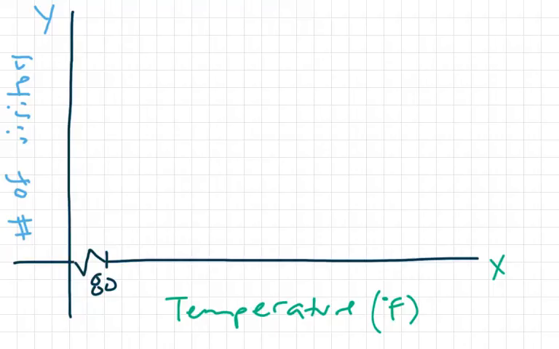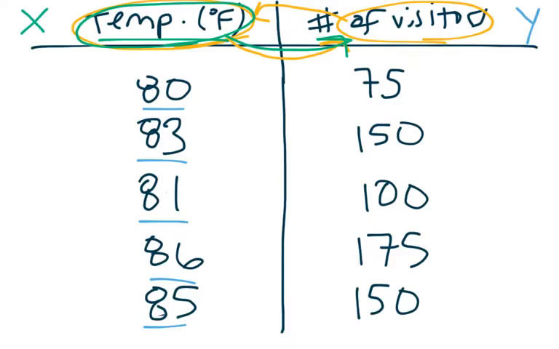And then let's go ahead and call this 82. Make sure everything's evenly spaced. 84. 86. 88. And 90. Okay, so I've got my x-axis labeled there.